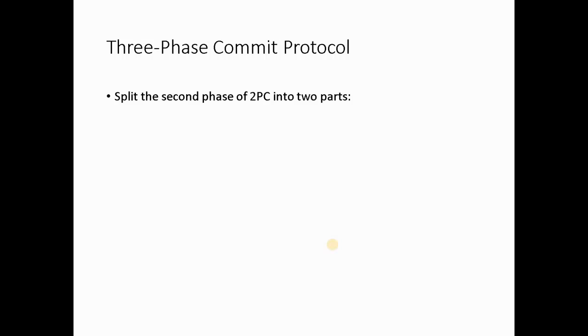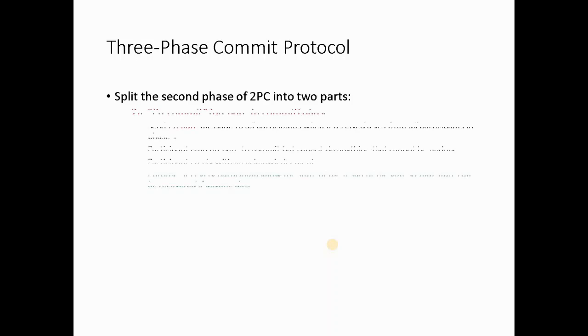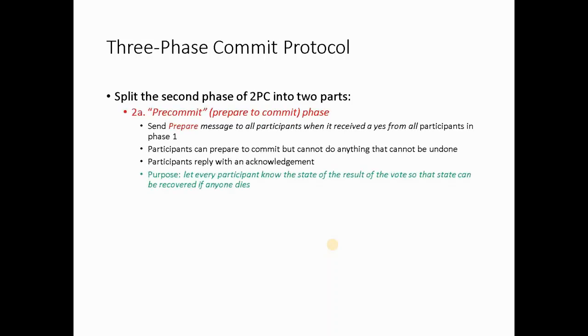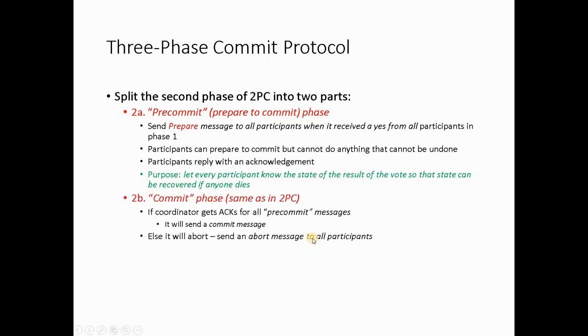So how it happens is it splits the second phase into two parts. That means the commit phase has two parts. What is new is the pre-commit phase. It has a separate message of prepare, that is, prepare for commit. So a participant can prepare to commit but cannot do anything that cannot be undone, and the participant replies with an acknowledgement. The purpose of this phase is to let the participants know the state of the voting results, so that state can be recovered if anyone dies. Then the other one is commit, same as in the previous two-phase commit protocol. If the coordinator gets acknowledgements for all pre-commit messages, then it will send the commit message. Otherwise, it will abort.